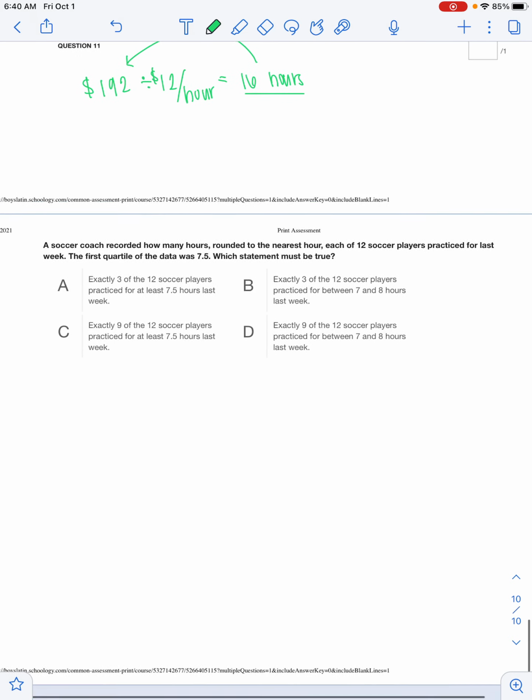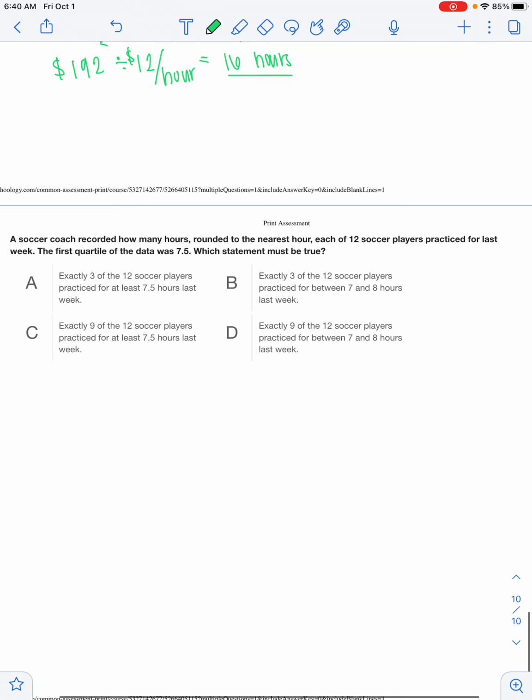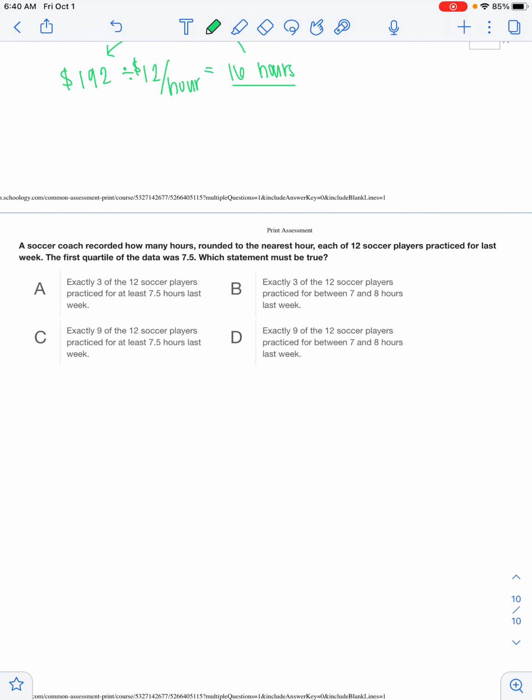All right, this last question was extra credit. It said a soccer coach recorded how many hours, rounded to the nearest hour, each of 12 soccer players practiced last week. The first quartile of the data was 7.5. Which statement must be true? So we know that there are 12 soccer players in total. And we know that the first quartile of the data is 7.5, which means that the 25th percentile of the data, the Q1, is 7.5.